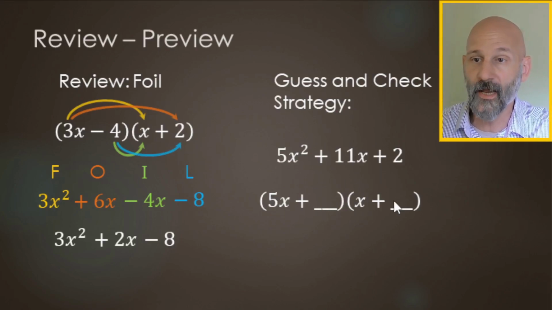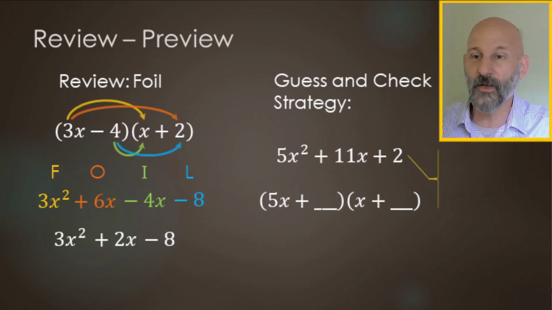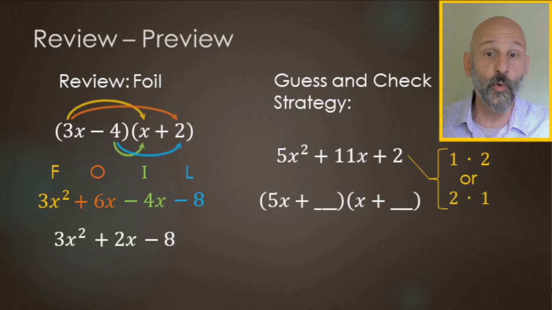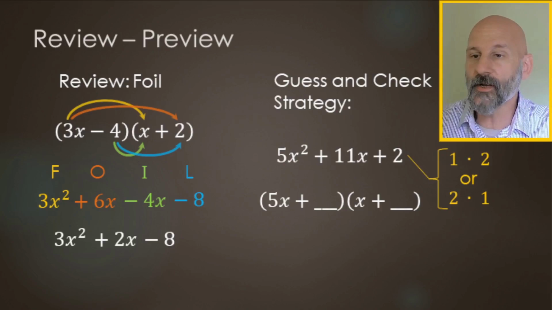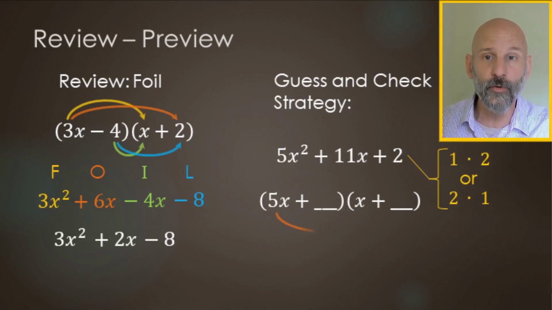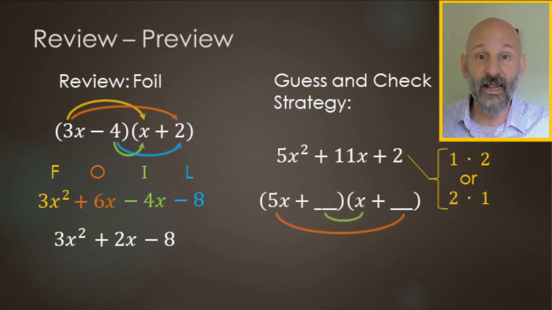And then these two blanks here, they're going to multiply to 2. So in this case, we only have two options. We can do 2 times 1, or we can do 1 times 2. So now what we're going to do is we're just going to guess and check. We already know that the firsts make 5x squared and the lasts, this one or this one, multiply to a 2. So now we're just going to check the inners and the outers. Which one of those, when I do the inners and outers, is going to add up and give us 11?